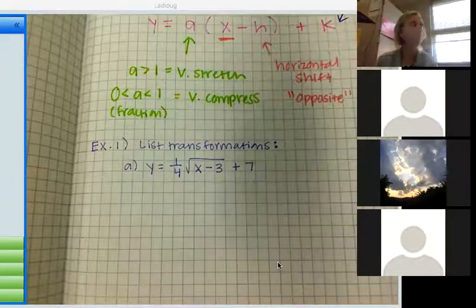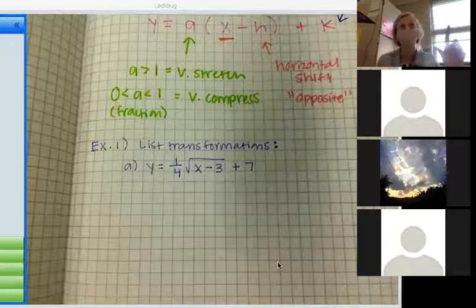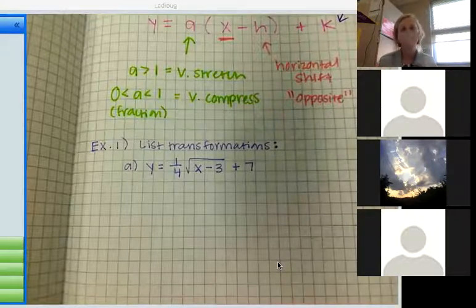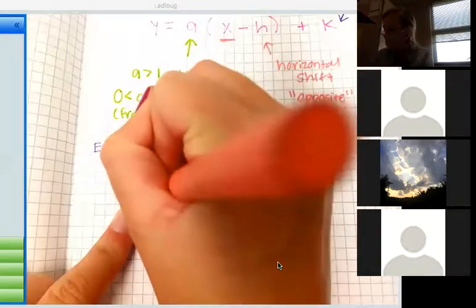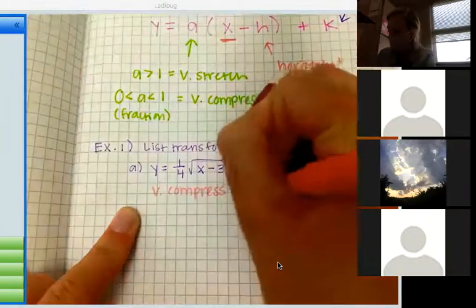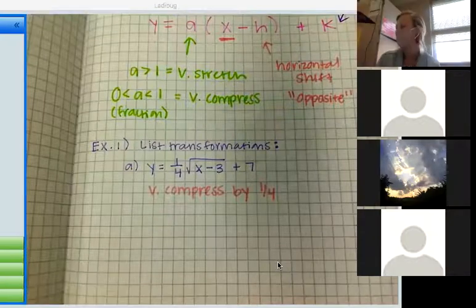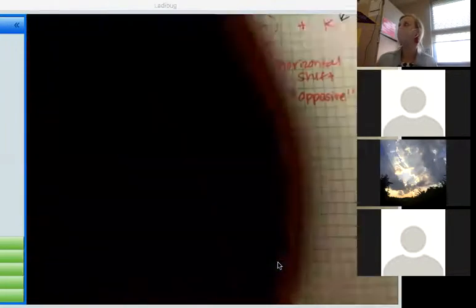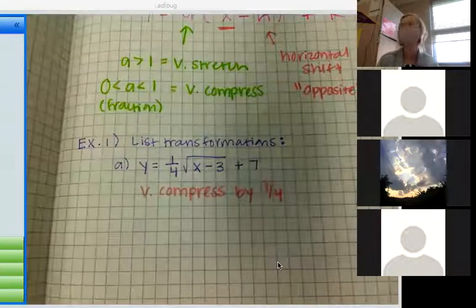I typically do not do hand raising in pre-cal, especially because there's not that many of y'all. So talk to me, what kind of transformations do we have in this function? From the parent function, where did we move it? Vertical compression. And you can just write vertical compress by 1/4. Make sure you put that factor. Okay, what else do we have?